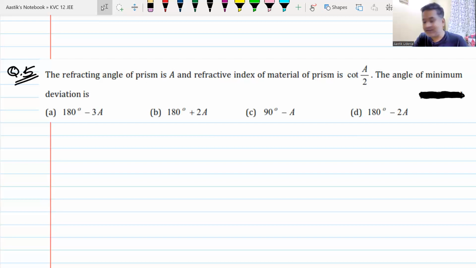I have an answer from the class that I can't see. 180 minus 2A, that is correct, my dear friends. Well done. That I think is the correct answer. What about the others sitting in the online class? 180 degrees minus 2A, that is what you got? Well done then. Option D. Option D is the correct answer, my dear friends. Well done.